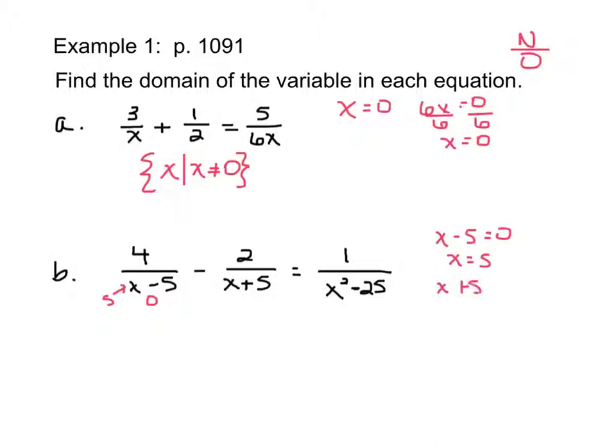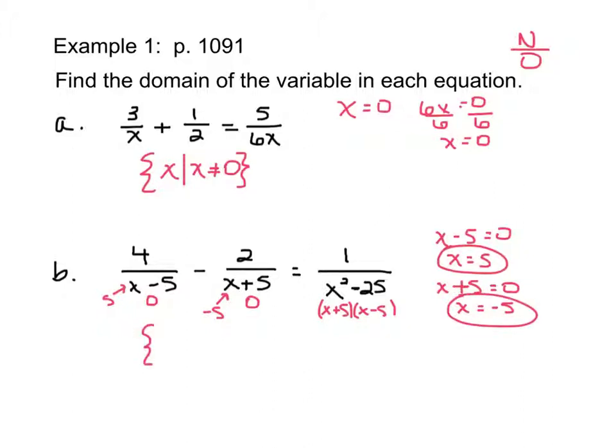I'm going to do the same thing for the next one. x plus 5 equals 0, so x equals negative 5. If I plugged in a negative 5, that would give me 0 for that denominator. And on my third fraction, if I factor this, that's a difference of two squares, so that's x plus 5, x minus 5. I've already set both of those equal to 0. So in this case, I have two numbers that are not part of the domain. I'm going to write the domain in set notation: all values of x such that x is not equal to negative 5 or 5.